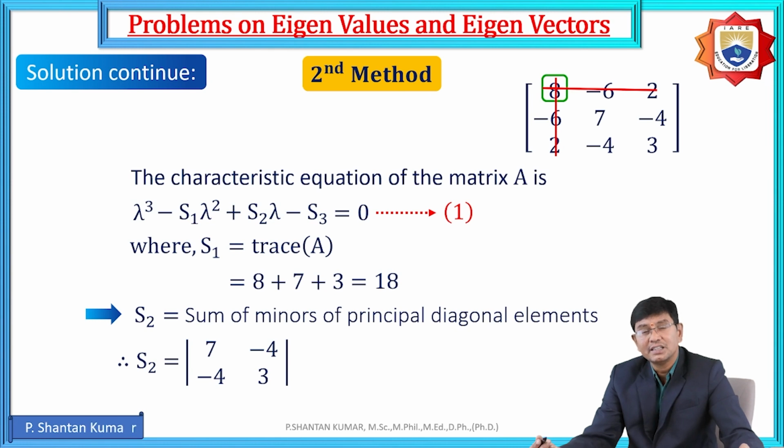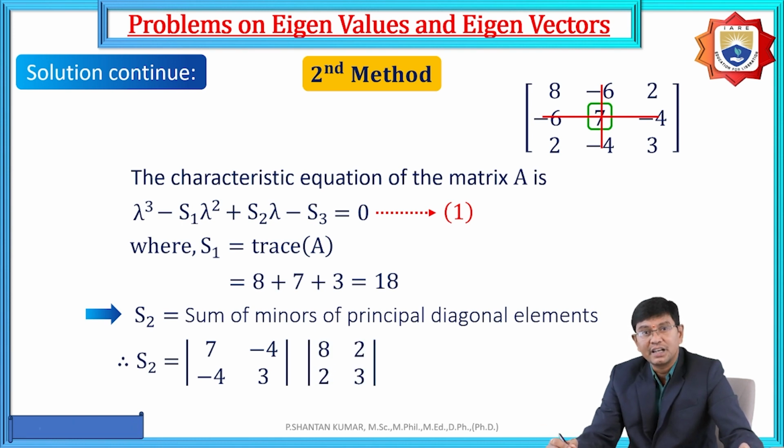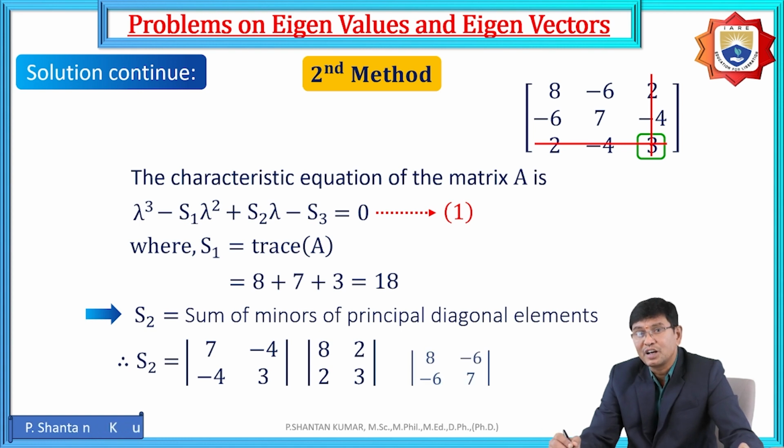And the second principal diagonal element is the middle value of the given matrix, which is 7. For the minor of 7, again we eliminate that particular row and column, and the rest of the values are 8, 2, and also 2, 3. We need to replace that value here. Next, the third principal diagonal element is 3. For the minor of 3, we delete that particular row and column, and the rest of the values are 8, minus 6, minus 6, 7. We need to find the value.